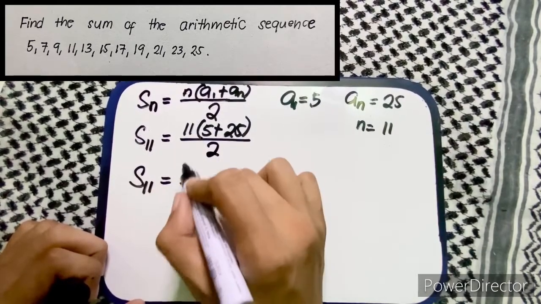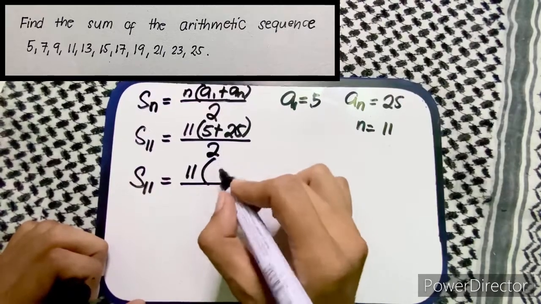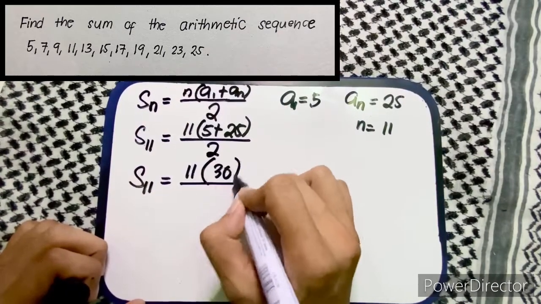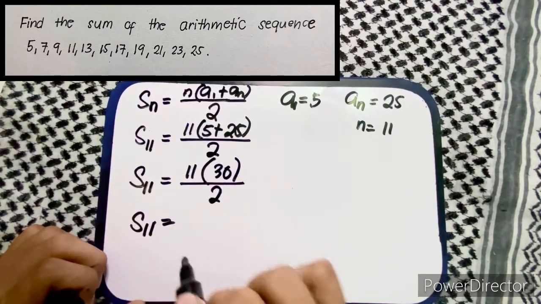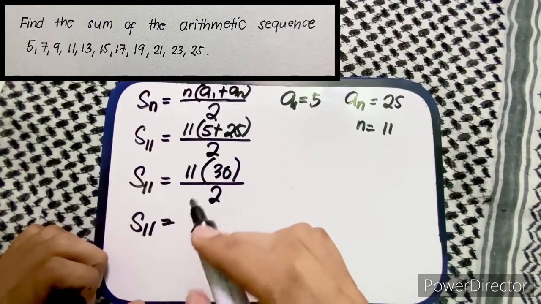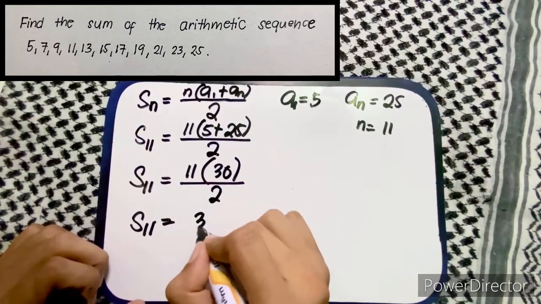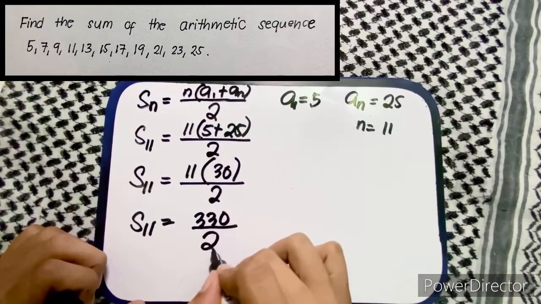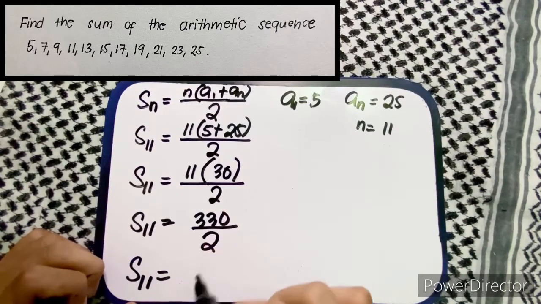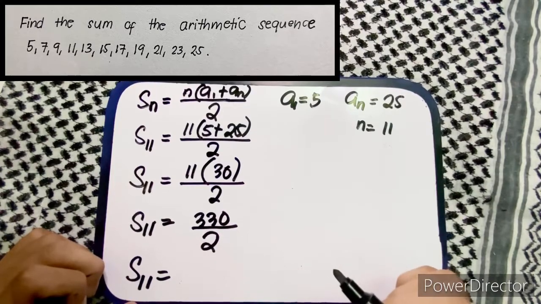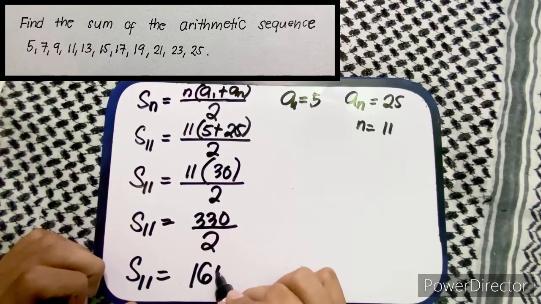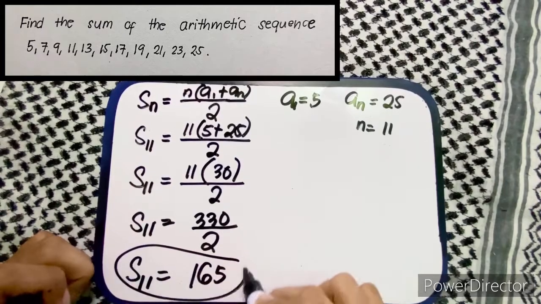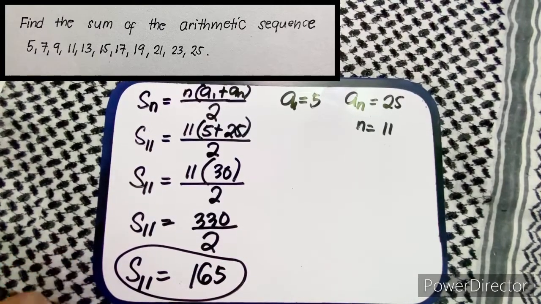S sub 11 equals 11 times the quantity 5 plus 25, which is 30, over 2. So S sub 11 equals 11 times 30, which is 330, over 2. So S sub 11 equals 330 divided by 2, which is 165. So the sum of the 11 terms is 165.